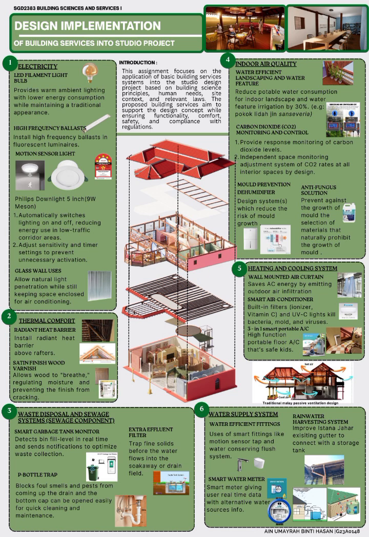The third topic, waste disposal and sewage systems. First one, I use a smart garbage tank monitor, which is located in the mini cafe area. It detects the bin fill level and then sends notifications to the person in charge, so waste collection can be more efficient. The second one, I use a P-bottle trap on wash basins so that it can block foul smells and pests from coming up the drain, and also the bottom cap can be opened easily for quick cleaning and maintenance. And the last one, I use an extra effluent filter in the septic tank so that the water that flows into the drain field can be much cleaner.